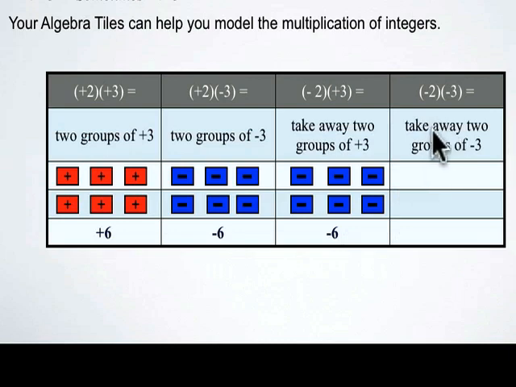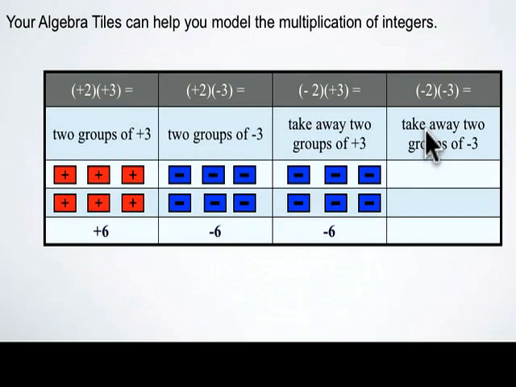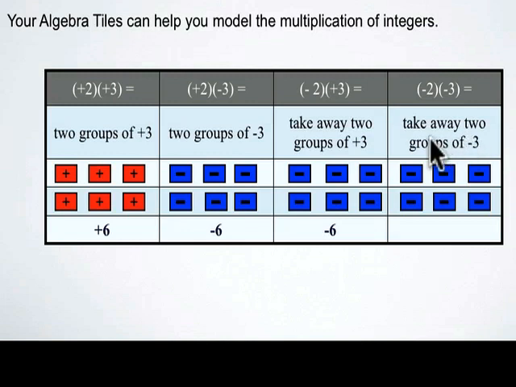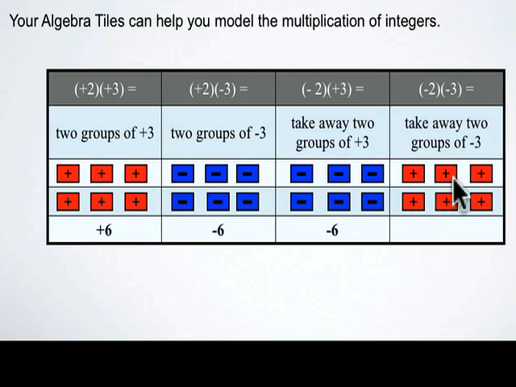In the final example, I want to take away two groups of negative 3. So negative 3 is represented with 3 blue tiles, and I have two groups of them. But now I want to take them away because it was negative 2 times, not just 2 times. Take away is subtraction, means add the opposite. So I'm going to change all of those tiles to their opposites. So now I have two groups of 3 red tiles. Counting them up, I end up with positive 6.